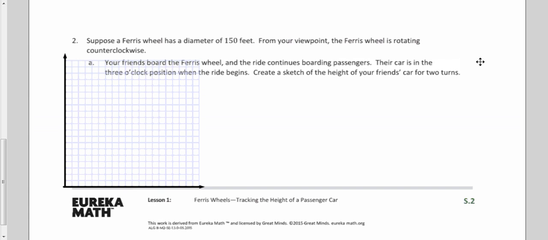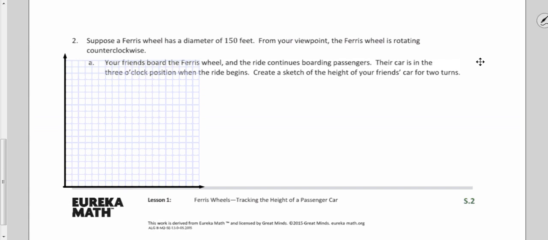Their car is in the 3 o'clock position when the ride begins. Sketch the height of the car for 2 turns. So it's going to start here. It's going to go counterclockwise. So is it going to start going up or down? Up. Like an elevator. Okay.